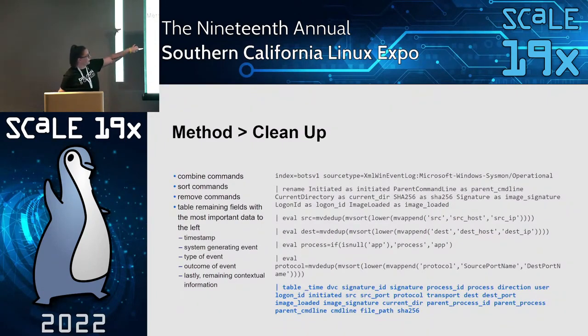And then this right here. The way I like to do it, when I do my very last table command, I'm going to start with my most important fields to the left. So for me, that's always going to be a timestamp, the system generating the event, the type of event, and then the outcome. So in this case, we see the time, the host, the signature ID. So this is sysmon, so it would be like event ID 5. And then I've got the signature, which is the human version of whatever 5 is. Direction, user.